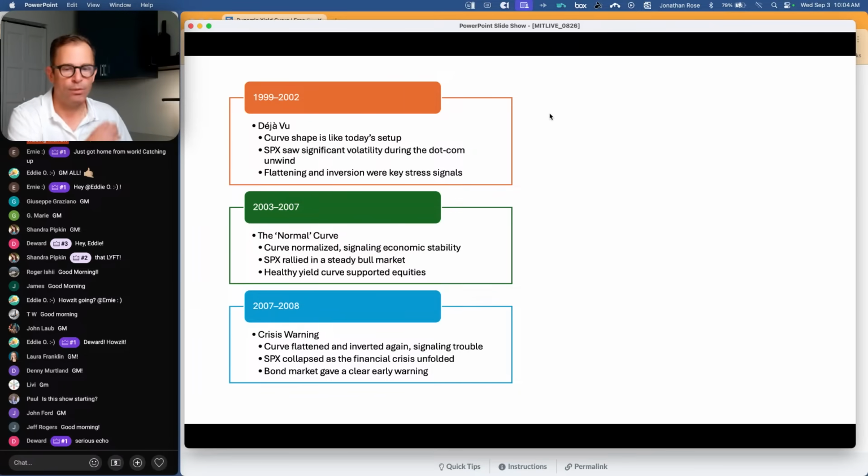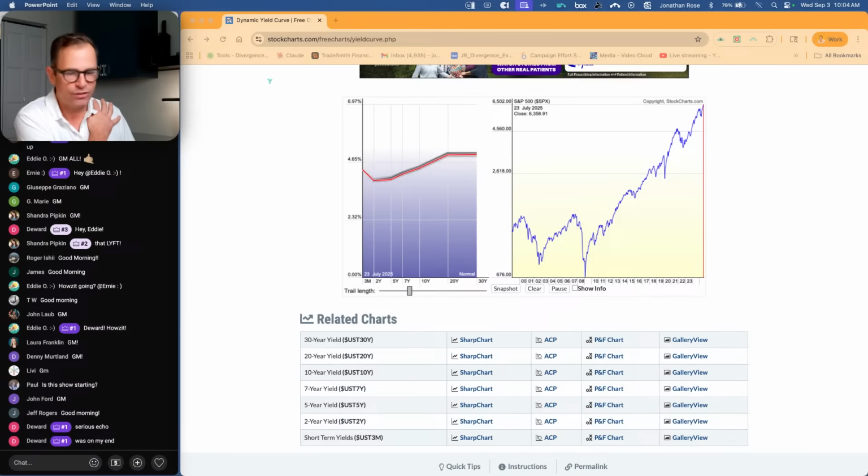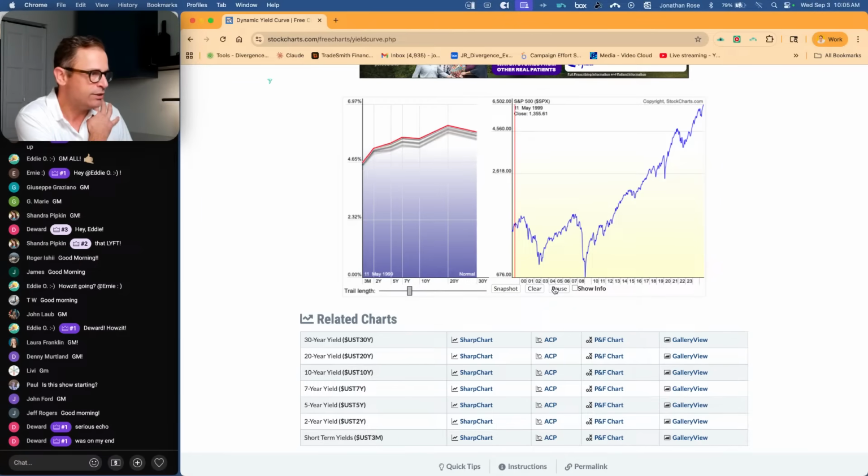Now here's an overview. 1999 to 2000, 2003 to 2007, 2007 to 2008. What I want to do is go over each one of these, and then we'll stop and talk about them. So let me move this off the screen. And I'm going to start with 1999 and pause. Let me just explain to you what's going on.